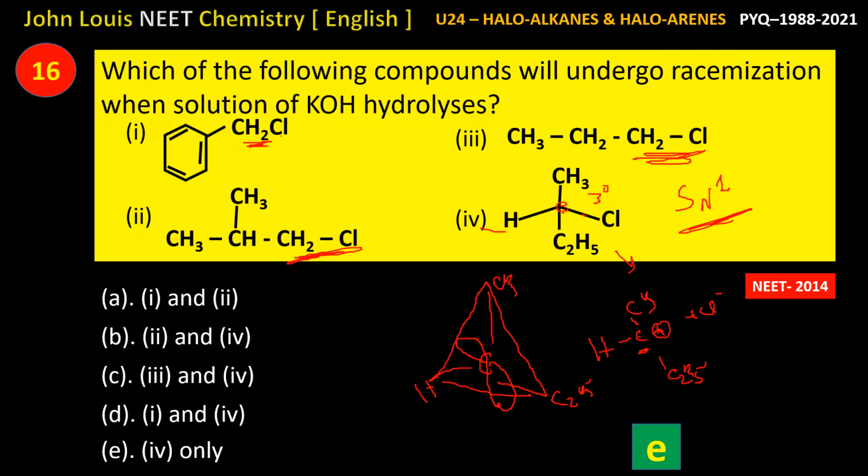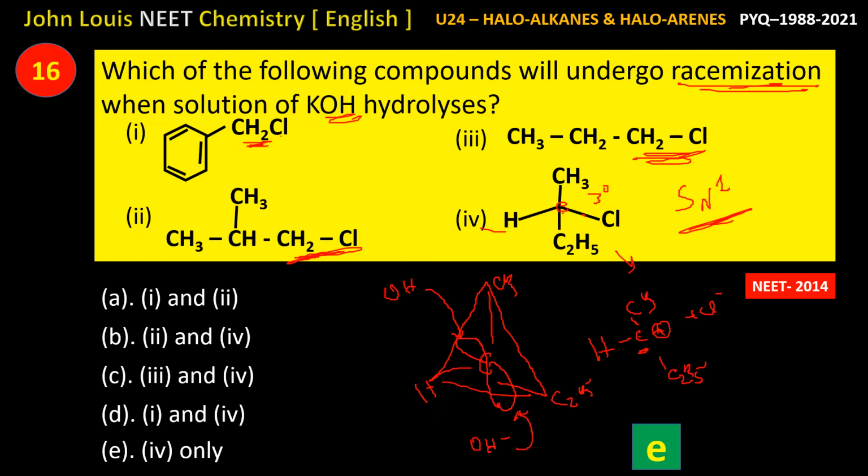Therefore, during hydrolysis, the OH nucleophile can attack from this side, from the upper side, or from the backward side, or from the downside. So it can attack from both sides. Therefore, two different products are possible. That is why it will undergo racemization.